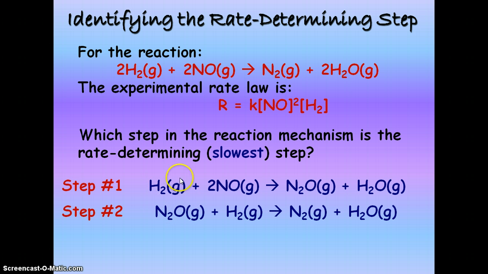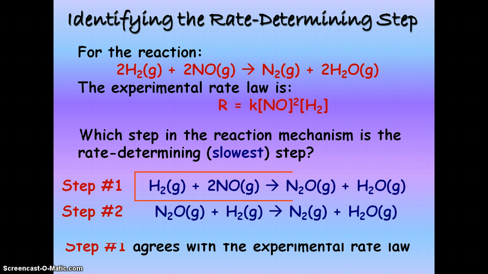And we also have H2, which is in both of the steps. So that tells us that step 1 has got to be the rate determining step, because that's the one that agrees with the experimental rate law.